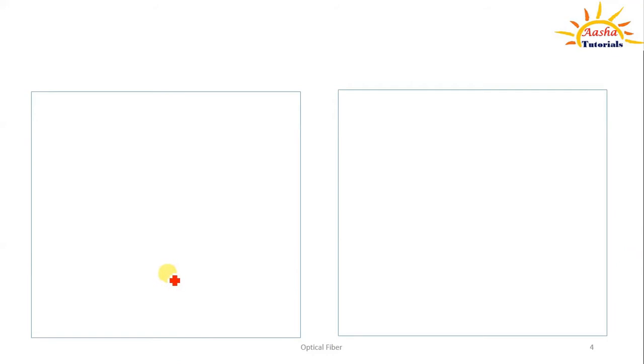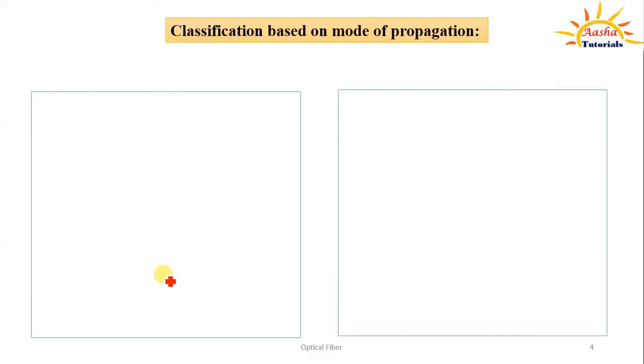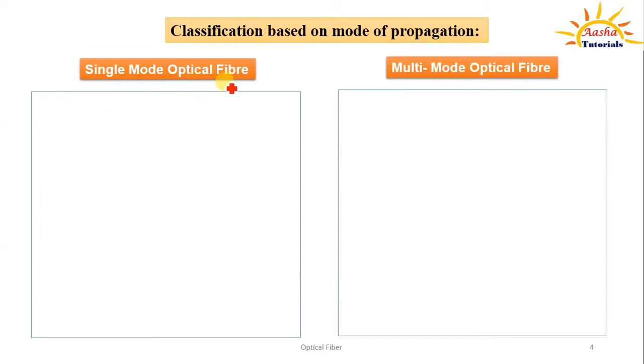Let's now see the next important way of differentiating the optical fibers, that is based on the mode of propagation of light. There are two different types based on this, single mode optical fiber and multimode optical fiber. As the name suggests, we can easily judge what it could be. As I told you, mode means how light propagates through an optical fiber. So if there is only a single path that light can propagate, we say such an optical fiber is single mode. And if there are multiple paths possible in an optical fiber, then that is a multimode optical fiber.